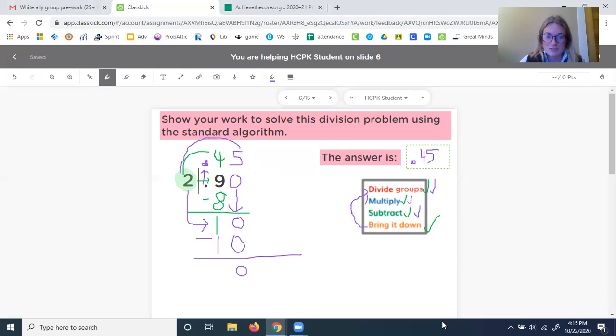All right, y'all. So here is an example of a problem where we had a remainder and we got rid of our remainder. We just kept on dividing by adding a 0. So feel free to watch that back as many times as you need to help you out with your work today.